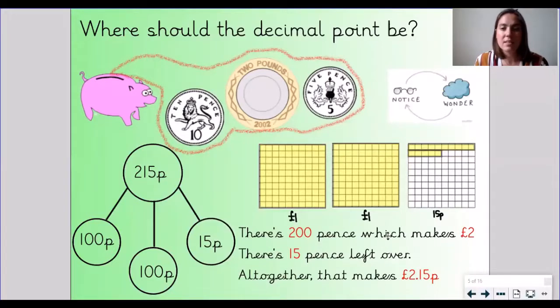There's 200 pence, which makes £2. There's 15 pence left over. Altogether, that makes £2 and 15 pence. So I've partitioned again into my pounds and my pence.